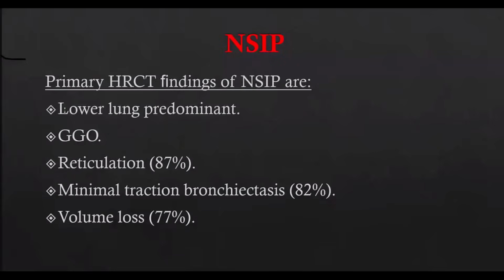NSIP, the distribution is very important. Lower lung lobe predominant. Ground glass is very common. Reticulations, it's fine reticulations, not coarse reticulations. Traction bronchiectasis, it's very minimal to see.